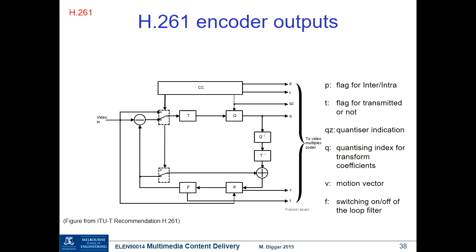QZ is telling us what the quantizer step size is that's used in encoding this data. Q is the actual quantized values. V, the motion vectors, we said had to be sent to the decoder, and now that we've got this loop filter thing here, we need to indicate to the decoder whether it's used in each block. So we can relate all of those outputs back to what we talked about earlier, I think.